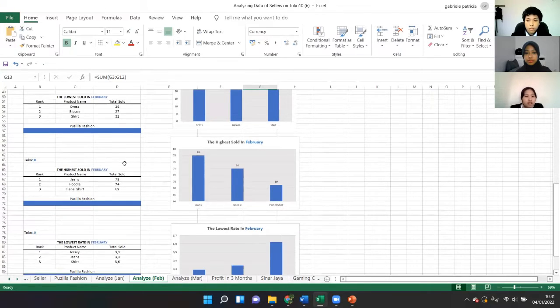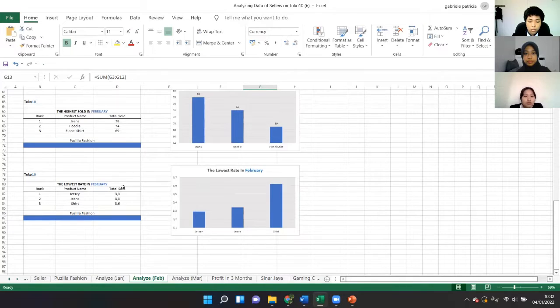Next, the highest sold in February. The first is jeans. The total sold is 78. And the second is hoodie. The total sold is 74. And the last is furniture. The total sold is 69. And this is the regular chart from the highest sold in February.